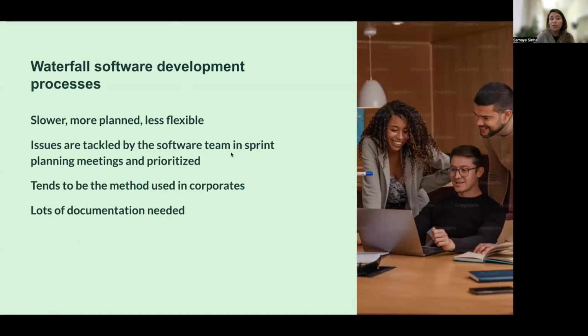In terms of waterfall software development processes, these tend to be slower, more planned, and less flexible. Usually issues are tackled by the software team in sprint planning meetings and then prioritized accordingly. This tends to be more of a method used in larger corporations, where they might plan sprints weeks in advance. So you might have sprints planned for the next 2-3 months, which means whenever you have new ideas come up, you have to plan for their development 3 months into the future. And that's why there's a lot more documentation needed. You need to be very clear on showing them the prototype, showing them exactly what you need, because they're already backloaded from work that's coming up in the next few months.